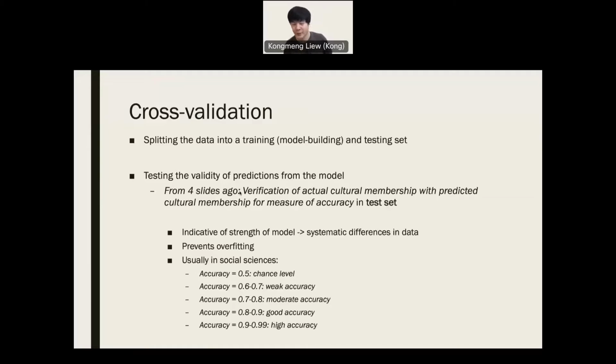So the first concept I want to introduce you to is cross-validation. As the name implies, you're splitting the data and then validating the model that's built on one data set on the unseen data set, the unseen test set. Earlier on, I talked a little bit about this concept where you want to test the validity of predictions of the model in an unseen data set. So this is a relatively unbiased way of going about doing it.